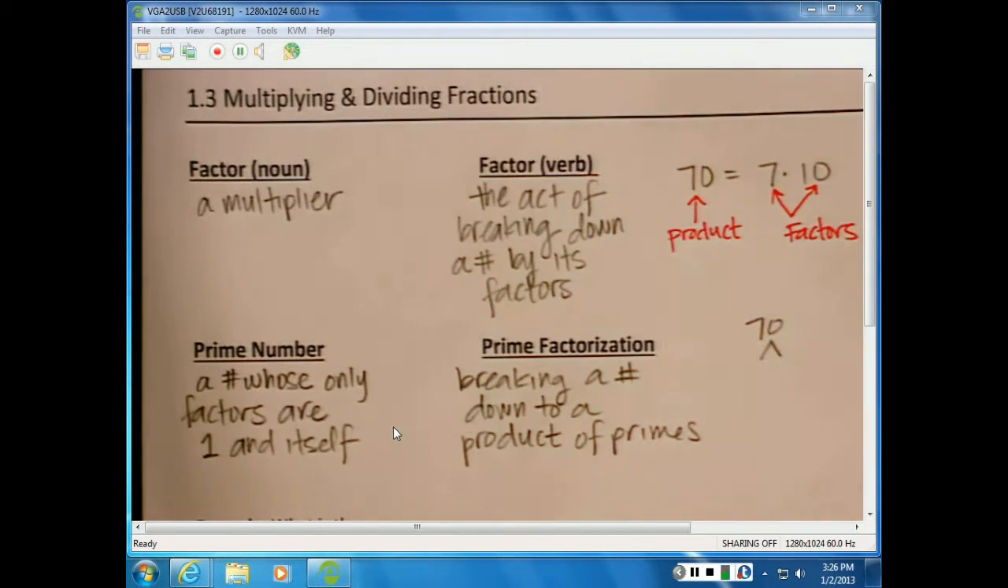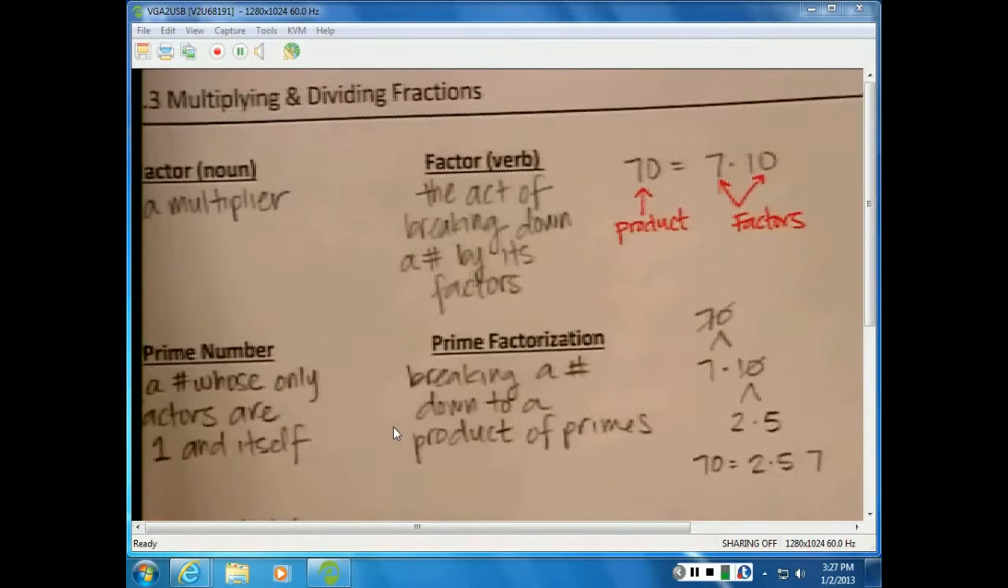A factor tree is where you take a number and you start breaking it down into factors. So 70 can be broken down into 7 times 10. 10 can be broken down into 2 times 5. And I look at this and I say, okay, I can't break down 7, and I can't break down 2, and I can't break down 5. So the prime factorization of 70 would be 2 times 5 times 7. We call this piece right here a factor tree.